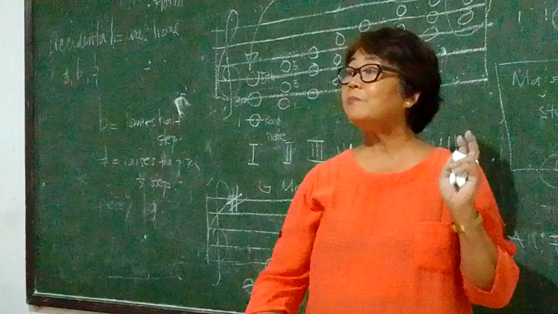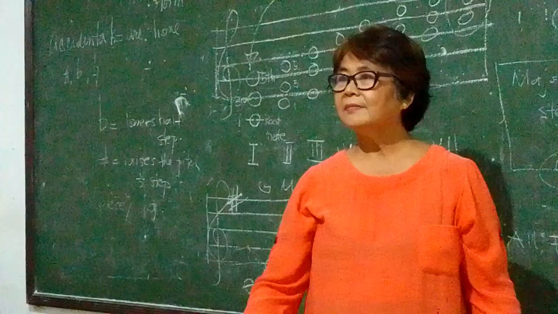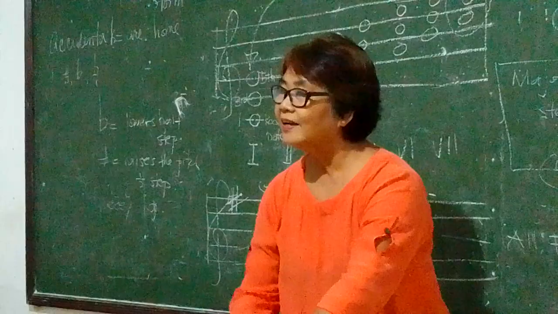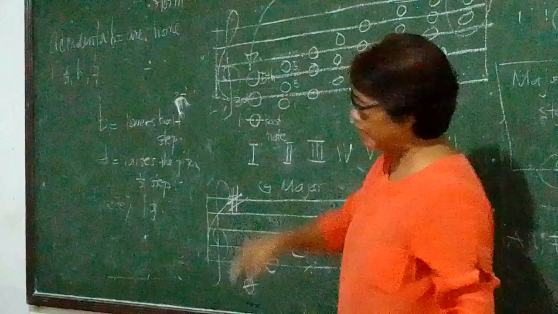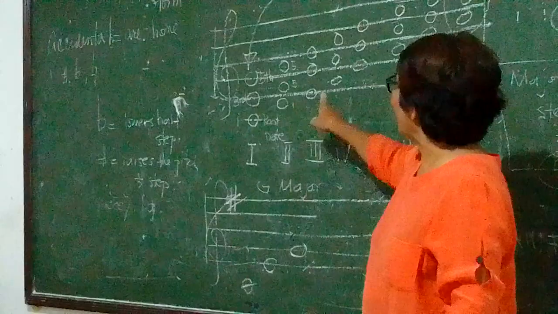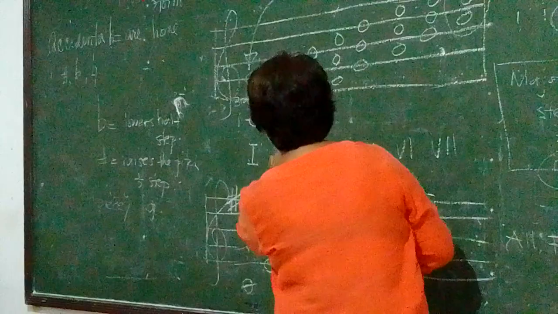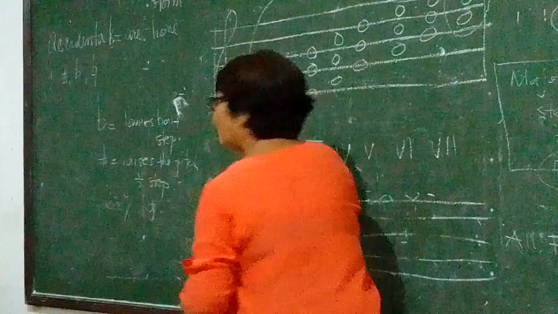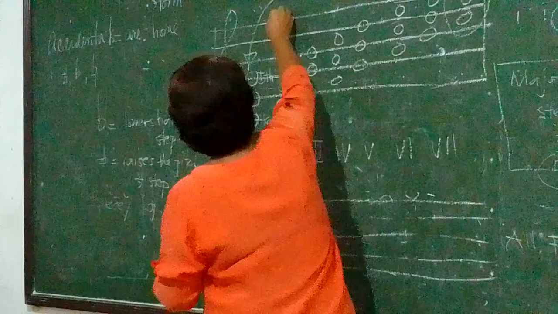Tell me if this is major or minor. Minor? Major. Okay, I was playing this one. Next, I play that one. Minor. Major. Minor. Minor. Okay, I play this one. Major, and this one is minor. Capital letter M is for major.